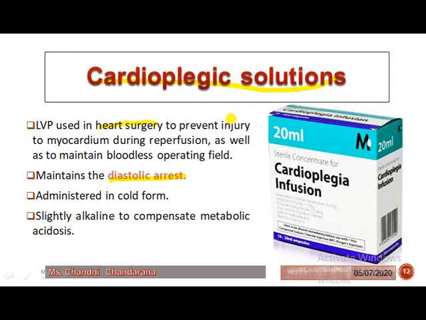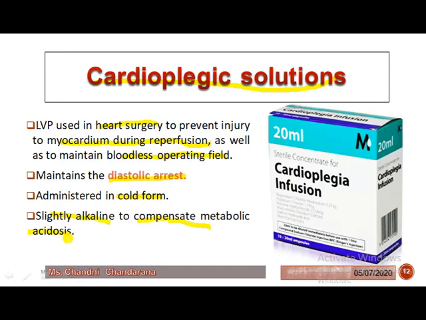It is used to prevent injury to the myocardium during reperfusion, as well as to maintain a bloodless operating field. This kind of preparation can be given during open heart surgery to produce diastolic arrest. Now this preparation can be administered in a cold form, and here is the requirement of cardioplegic solutions: it should be slightly alkaline to compensate metabolic acidosis, and it should be given in a cold form. These are the requirements of this kind of solution.